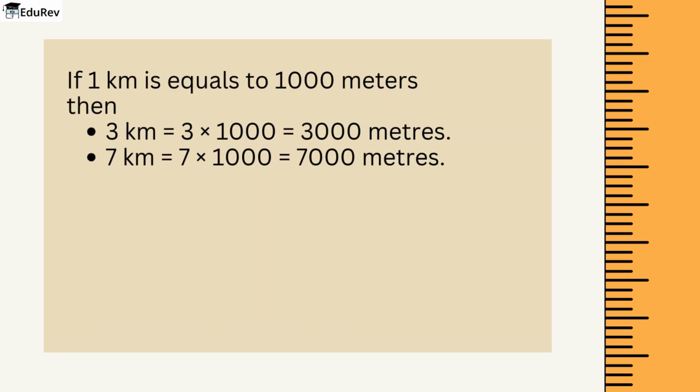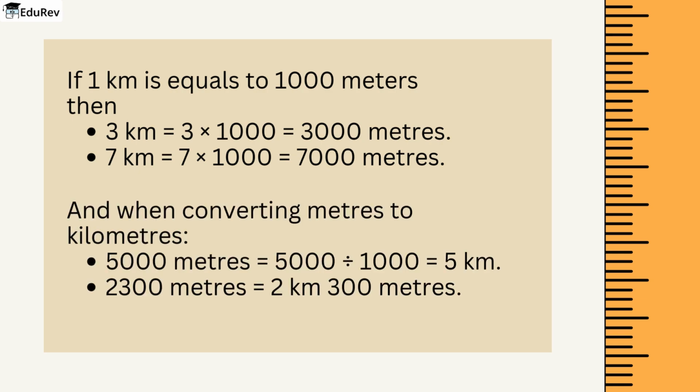Let's try converting between kilometers and meters. If 1 kilometer is equal to 1000 meters, then 3 kilometers is equal to 3 times 1000 equals 3000 meters. 7 kilometers is equal to 7 times 1000 equals 7000 meters. And when converting meters to kilometers, 5000 meters is equal to 5000 divided by 1000 equals 5 kilometers. 2300 meters is equal to 2 kilometers 300 meters.